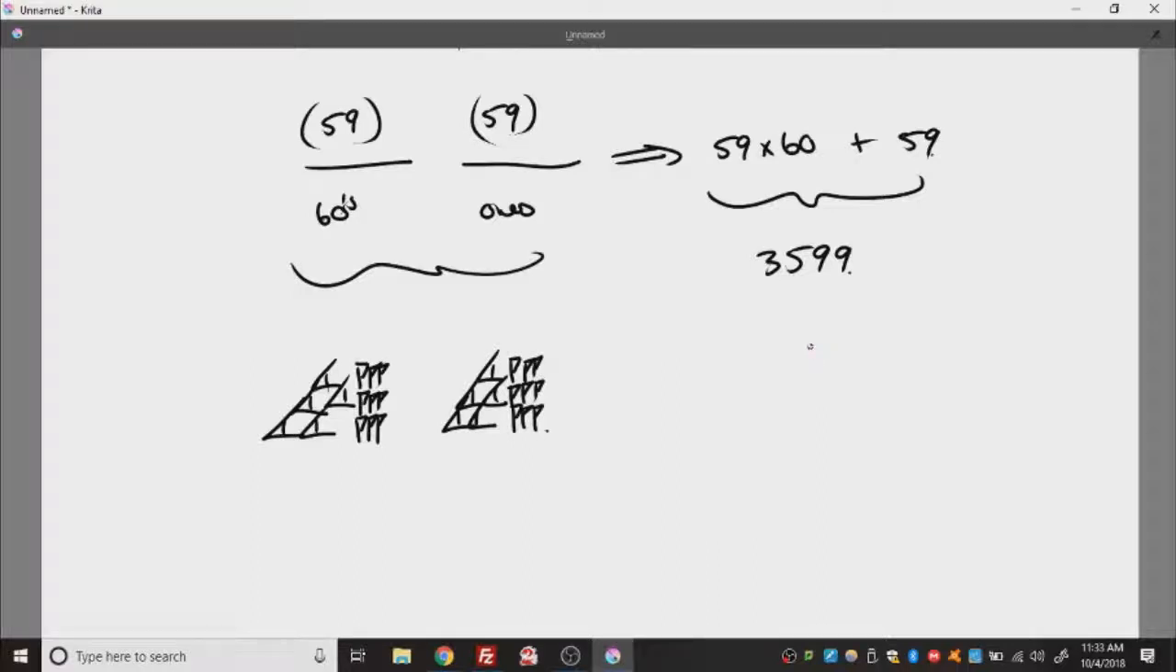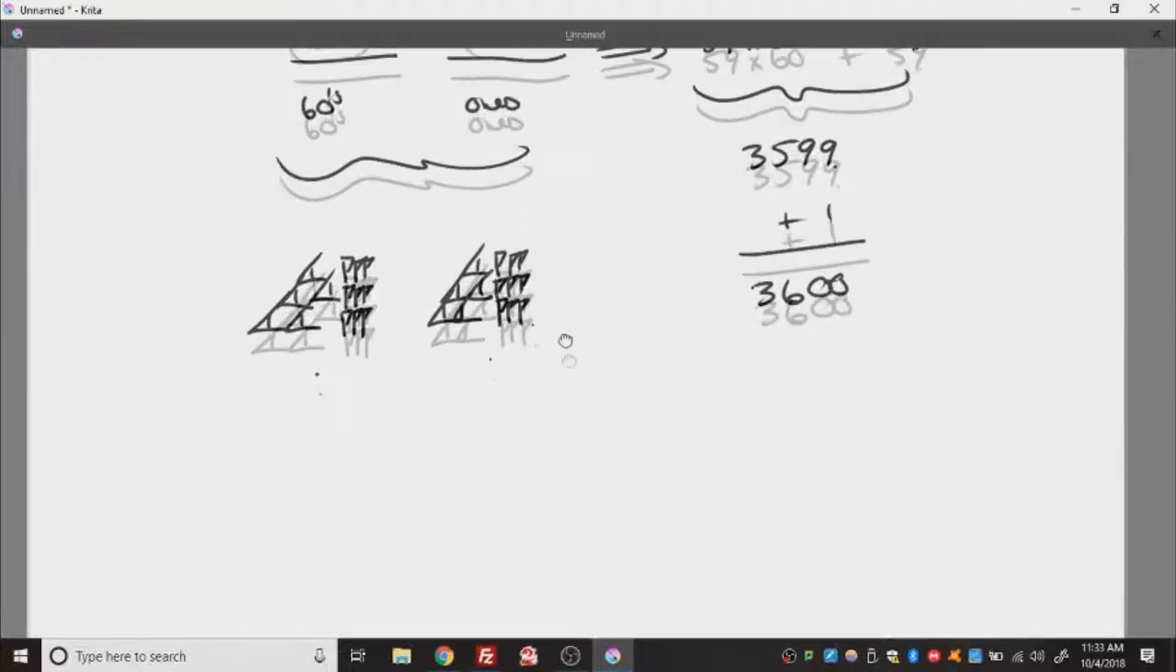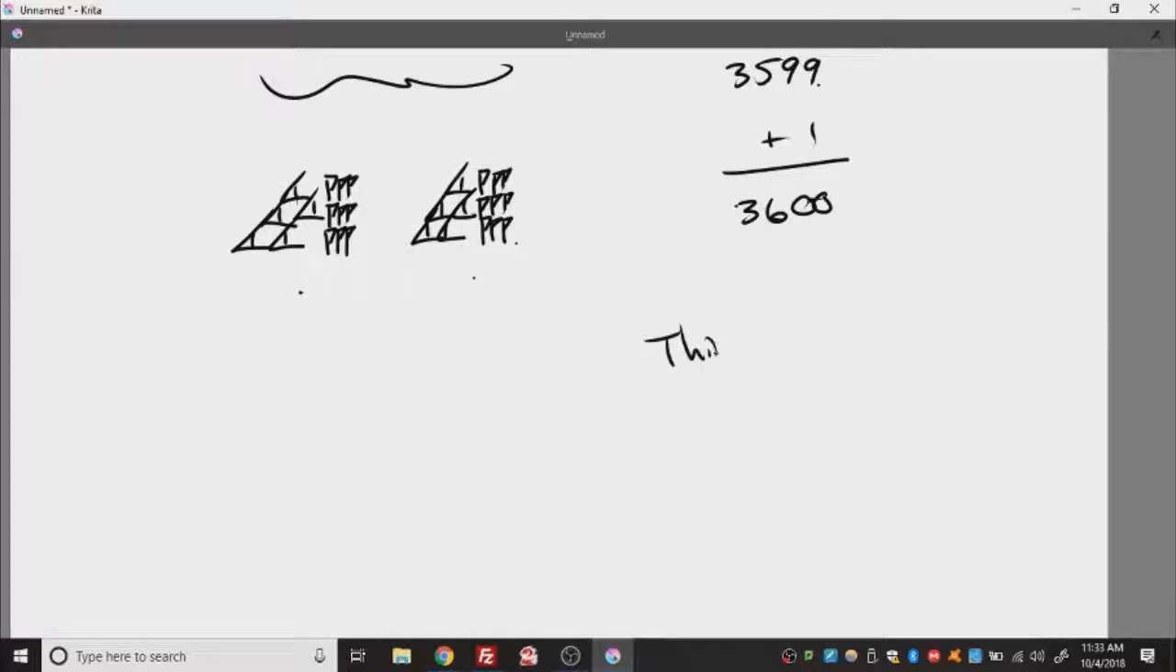Now, what happens if I have one more? If I add 1, what do I get? 3,600. But this guy is full. This guy is full. Where is it going to go? Now think about this. Think about our decimal numbers.